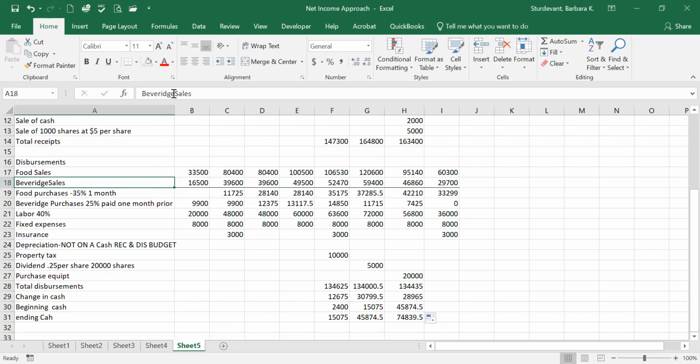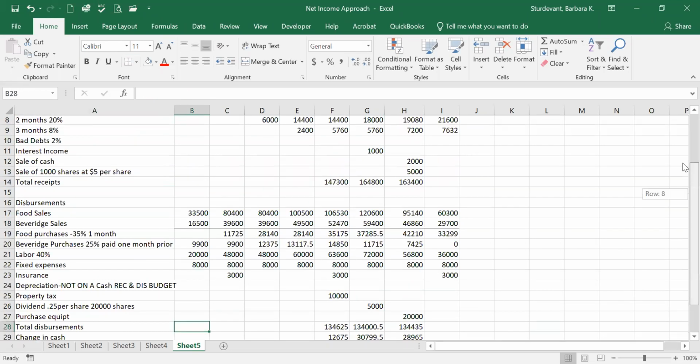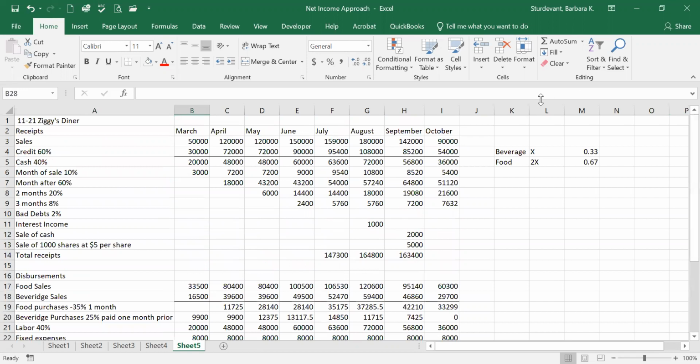I have a quick question. When you got the beverage and food percentage of 0.33 and 0.67, how is that determined? Okay, so it tells you in the problem that food sales are twice beverage sales, or that beverage sales are half of food sales. So if beverage sales are X, then food sales are twice that much. So we have a total of 3 parts. They're 1 part and twice that much. Does that help? Yes, thank you.